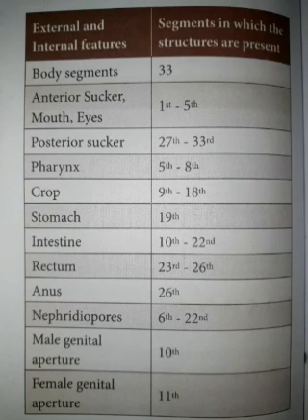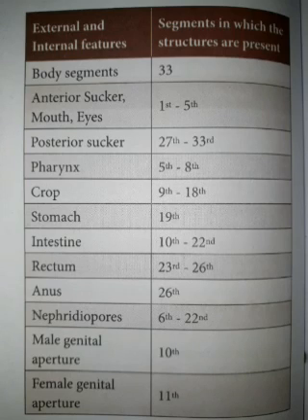The stomach is located in the 19th segment. The intestine is located in the 10th to the 22nd segment, extending from the stomach. The rectum is located in the 23rd to the 26th segment. The intestine leads to the rectum, which extends from the 23rd to the 26th segment.